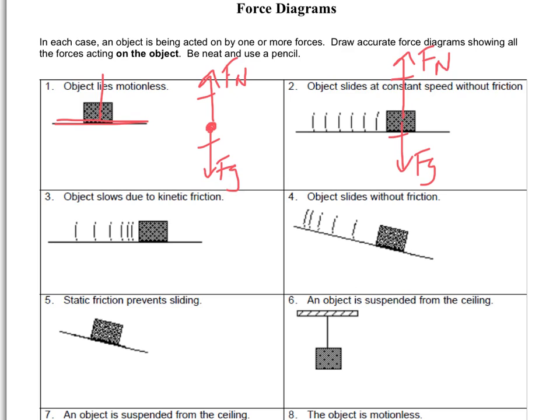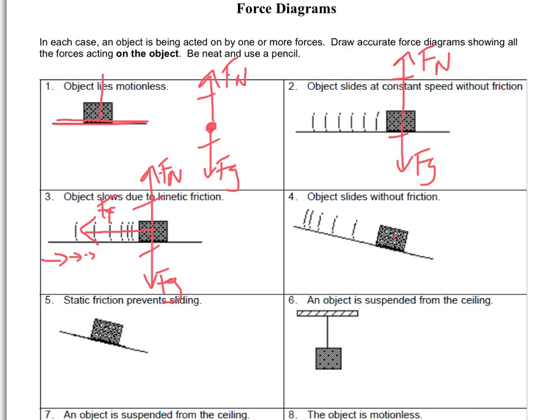Alright, for 3, object slows due to kinetic friction. So now there is a force, as opposed to number 2 where there was no force here. Here there is a force. So it's always gravity, there's going to be a normal force, and in this case, because the object is moving this way and slowing down, friction is going to push against the direction of motion in order to stop it. Friction always acts against the direction of motion. So there's your diagram. And again, I know these two have to be equivalent because it's on a flat surface and it's not accelerating up and down.